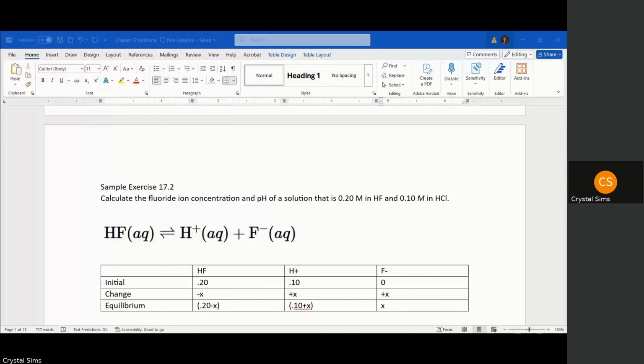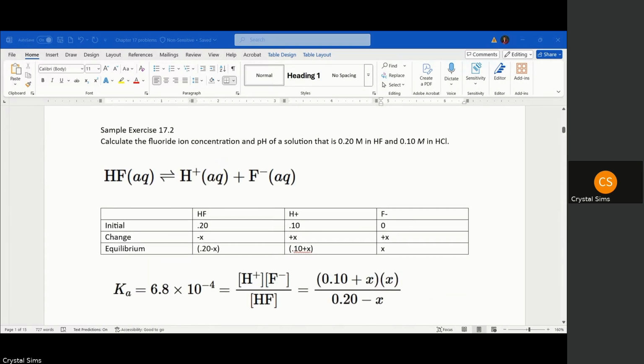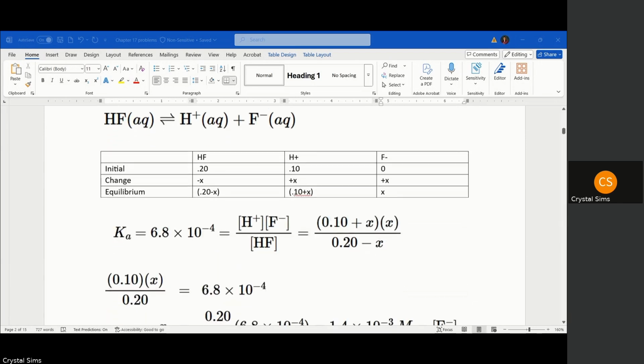Okay, so we have our ice table completed. Now it's time to set up our equilibrium expression. And this is what we have. We have looked at our Appendix D, found the Ka for this reaction, which is 6.8 times 10 to the negative 4. Because that is a small number, we can assume that X then is going to be small, so we don't have to worry about it here or here. And this will be our expression that we're going to solve for.